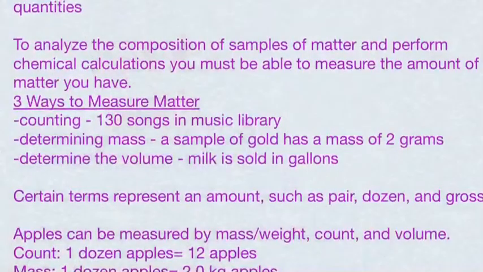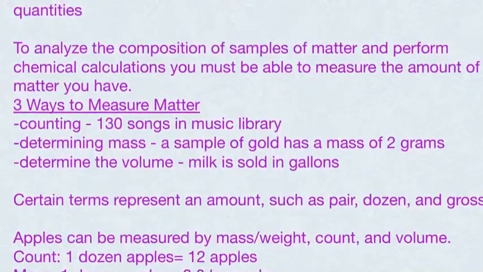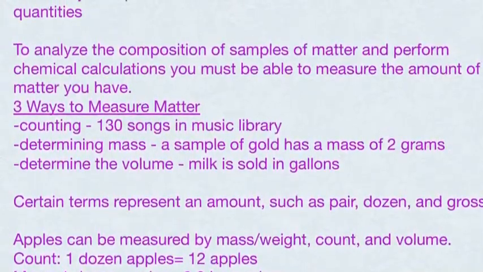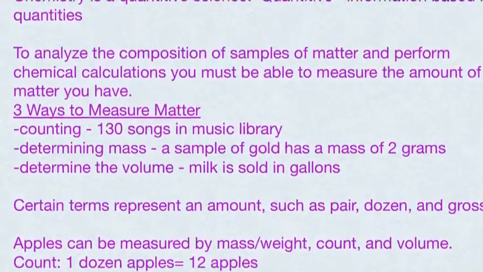Rabbit, and today we'll be discussing measurement and matter. On measurement of matter, chemistry is a quantitative science. Quantitative means that the information present is based in quantities. To perform problems in chemistry, you must be able to measure the amount of matter that you have.